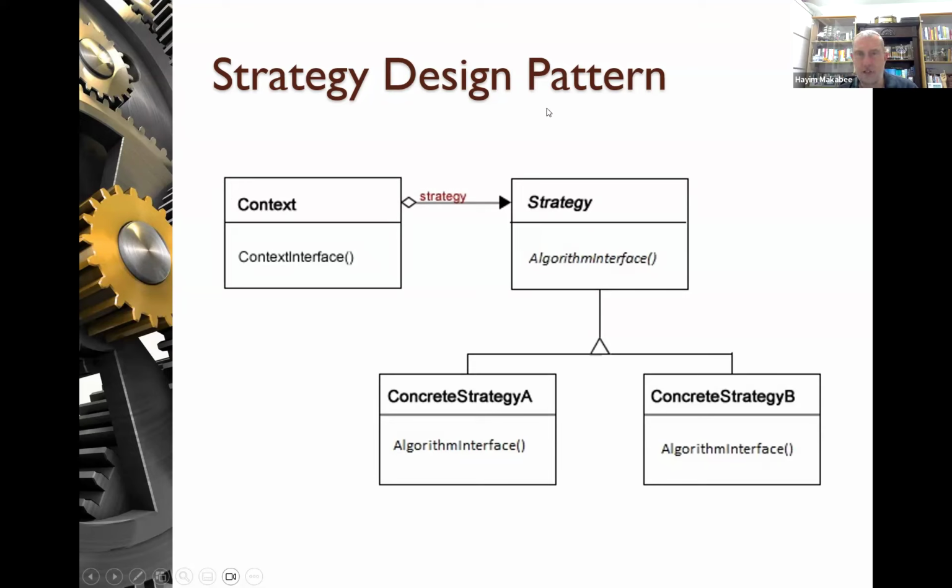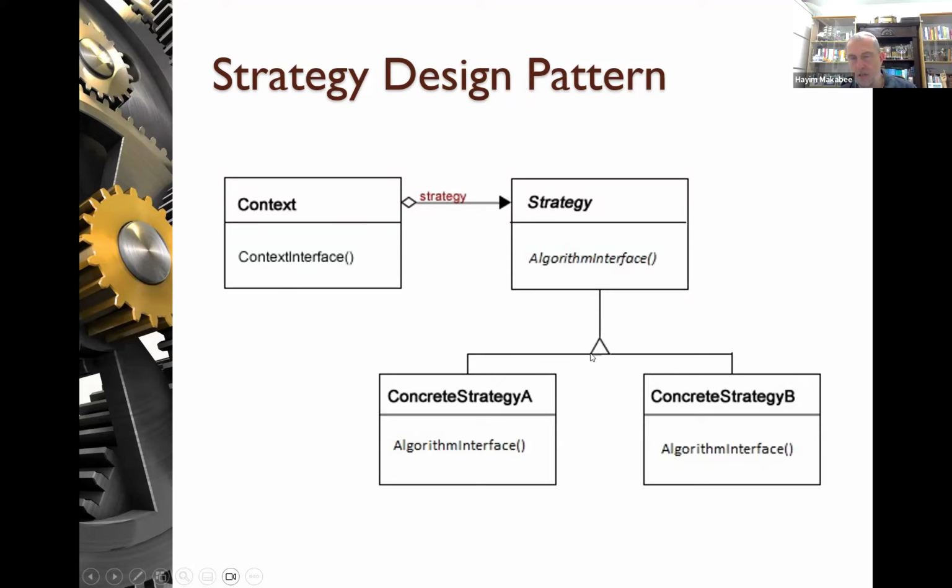So how does the strategy design pattern work? You have some context that uses some strategy. This is composition. This diagram is called a UML diagram, a unified modeling language. Each one of these boxes is a class. At the top, you have the name of the class. At the bottom, you have the interface. This arrow here is a composition arrow. So it means the context has a component that is the strategy.